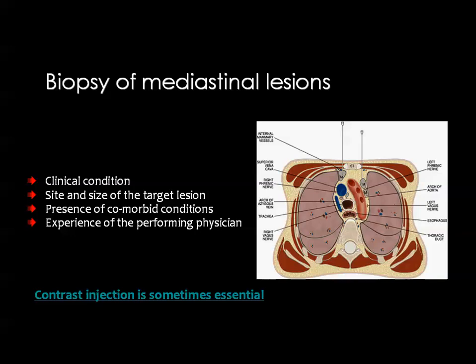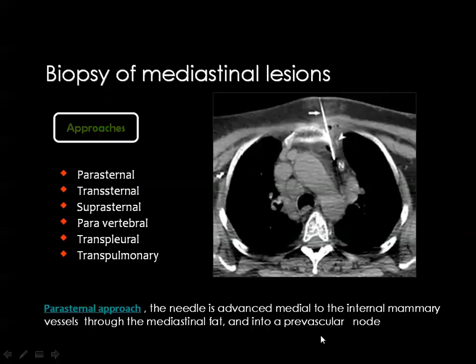Then the same steps as for needle-guided biopsy of pulmonary parenchymal lesions are followed, including the assessment of the clinical condition, evaluation of the site and the size of the lesion, and the essential need for injection of contrast medium in order to clarify the major vascular structures which are in the vicinity of the lesion itself. Then we have different approaches for biopsying mediastinal lesions, like the parasternal or the transsternal, the suprasternal, paravertebral, transpleural, and transpulmonary approaches.